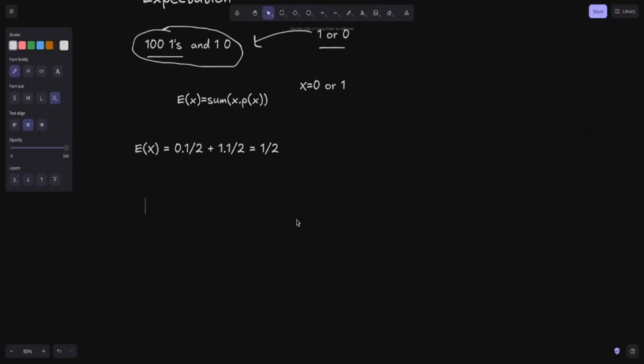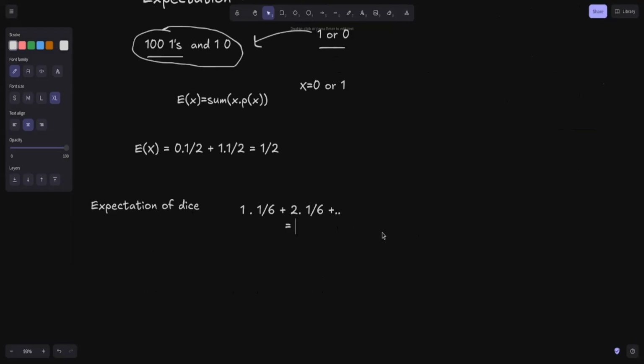Now let's also find out the expectation of, let's say, a dice. So the expectation of a dice will be 1 into 1 by 6, plus 2 into 1 by 6, and so on. So that will be what?